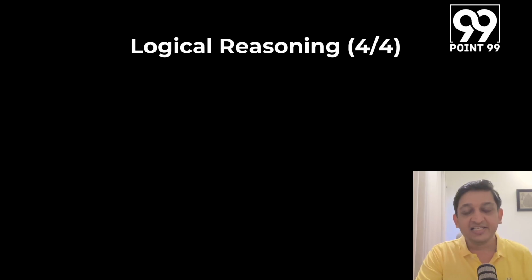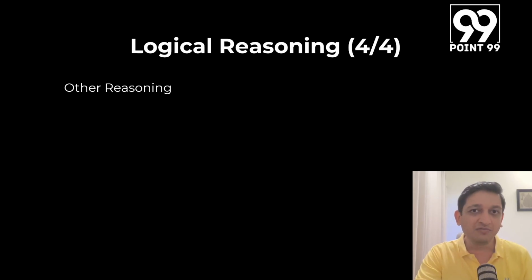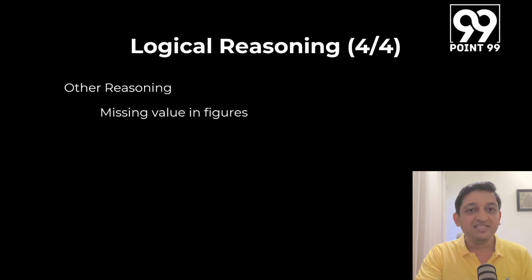The last area that we are talking about in terms of logical reasoning is conveniently named other reasoning. Now, other reasoning can involve questions that are based outside of the first 3 areas that we looked at. So you can have missing values in figures. So there could be a square or a magic square given to you.